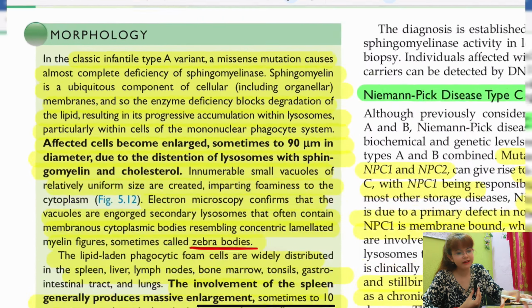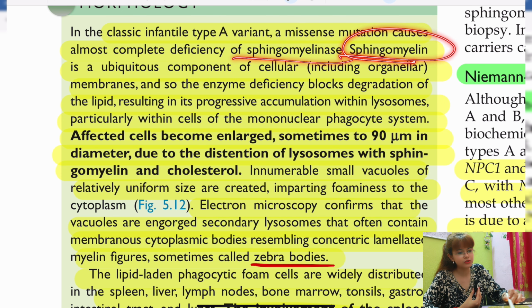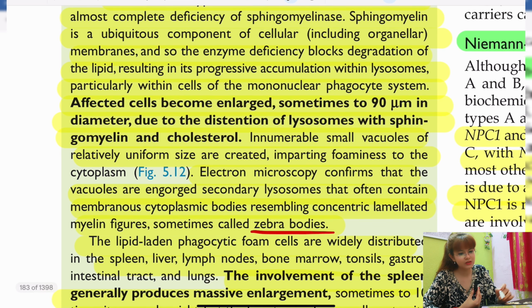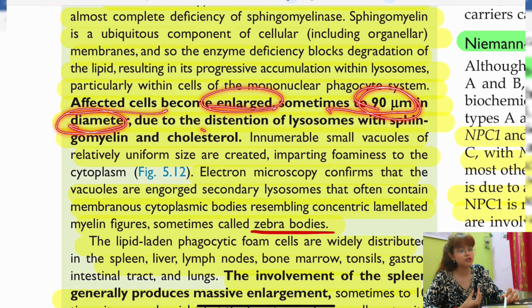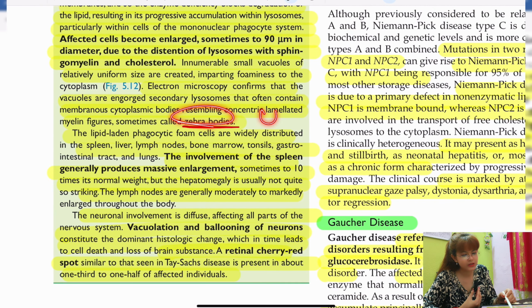So the classical infantile type A, this missense mutation will lead to accumulation of sphingomyelin because of deficiency of sphingomyelinase, and you can see the affected cell becomes enlarged, sometimes up to 90 micrometer in diameter due to distension of the lysosomes with sphingomyelin and cholesterol. In electron microscopy you will see zebra bodies here. Very important question. The lipid-laden phagocytic foam cells are widely distributed all over the places.